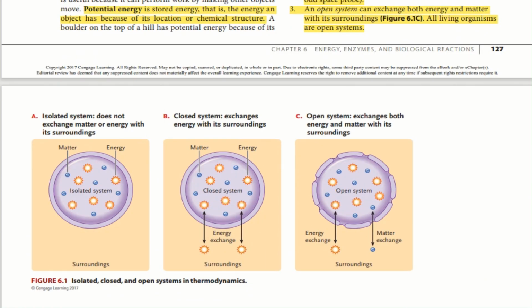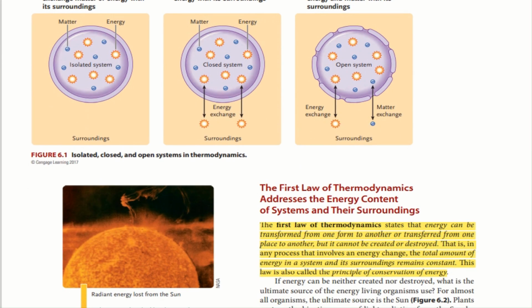Let's look at the diagram. So first diagram is representing isolated system. It shows that it does not exchange matter or energy with its surrounding. Then we have closed system, exchanging energy with its surrounding but not matters. In an open system, both the exchange of energy and matter is happening. So these are the systems in thermodynamics.